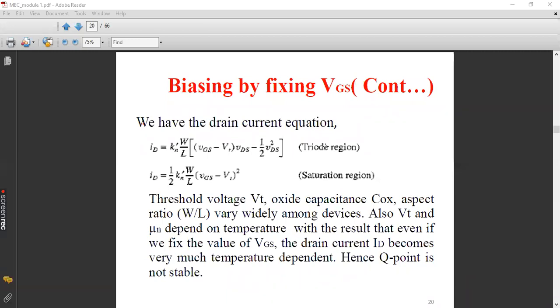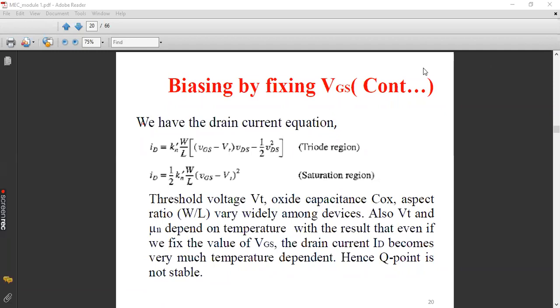So initially it was linear, then we have a bend, and then it is becoming constant. That is nothing but your saturation region. So the relationship between the drain current ID as well as the drain source voltage VDS is given by two equations, one for triode region and another for saturation region. Because the behavior is different, the equation will also be different.